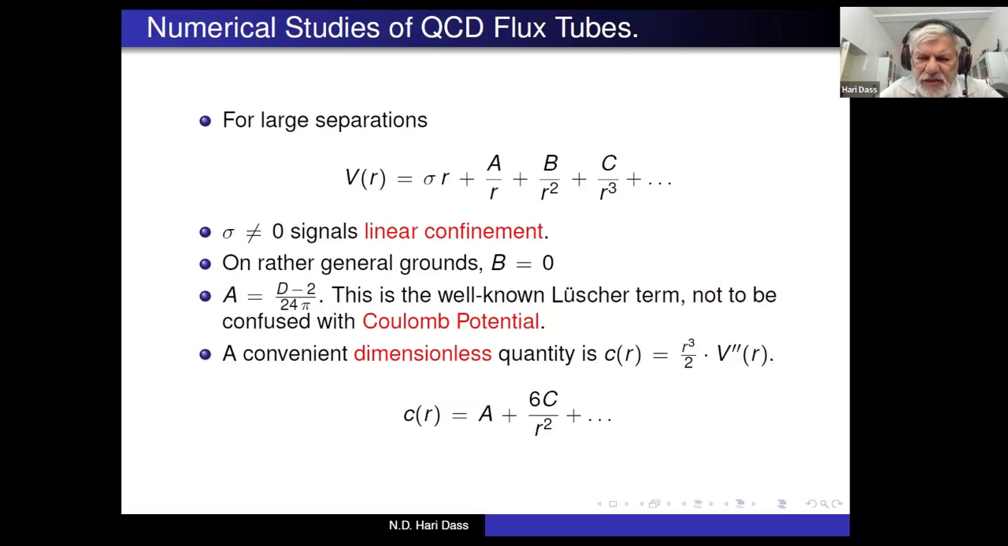The first term is so big that it's very clumsy to study V of r itself, as the first term will dominate everything else. So it is better to introduce a convenient dimensionless quantity, which is basically the scaled second derivative of the potential. Then for the above, it will look like A plus BC over R squared. So for very large distances, the value of this C would be the Lüscher term, and then one can see whether the subsequent corrections are nonzero. Next slide, please.